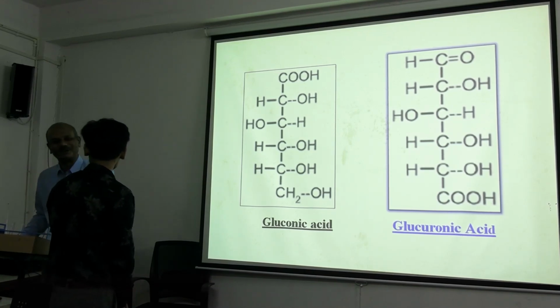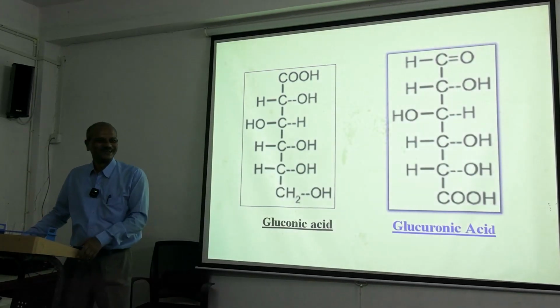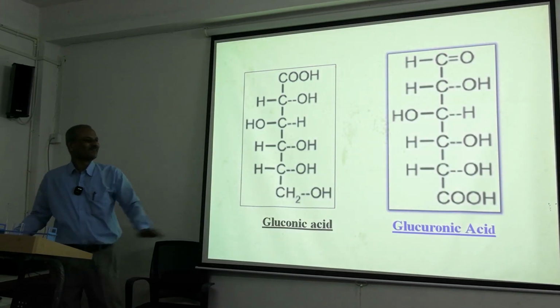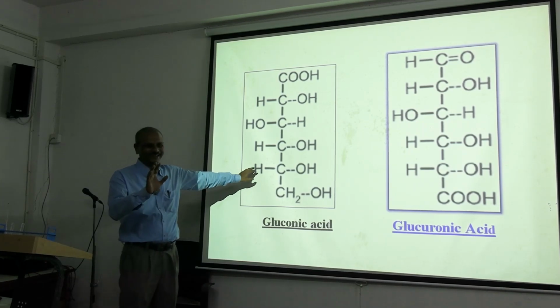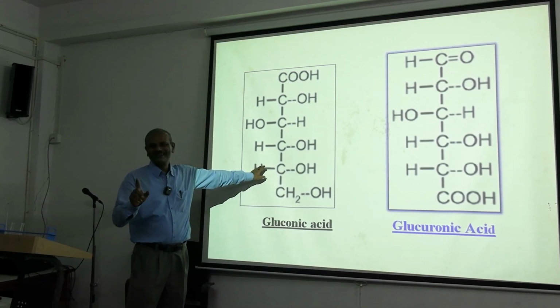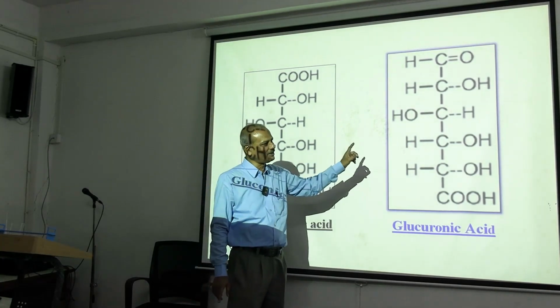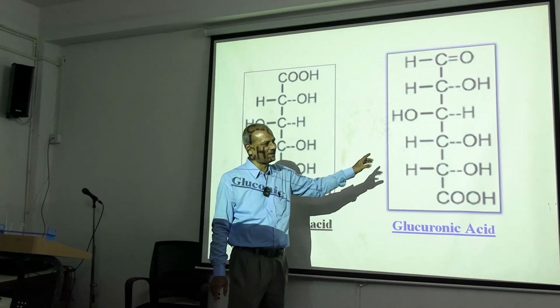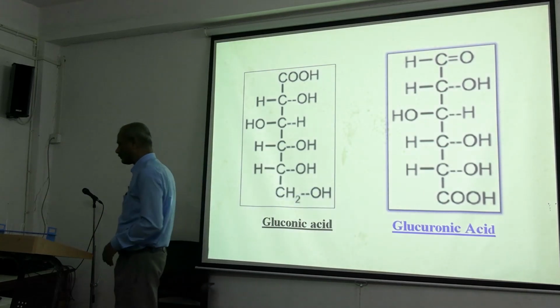So will this give or not give? Will it give or not? No. This one? So glucuronic acid will be giving a positive result, and at the end of the slide I will show this also included. It will give a false positive result.